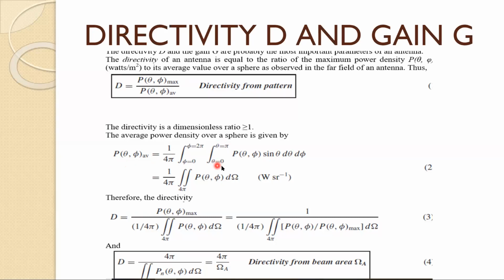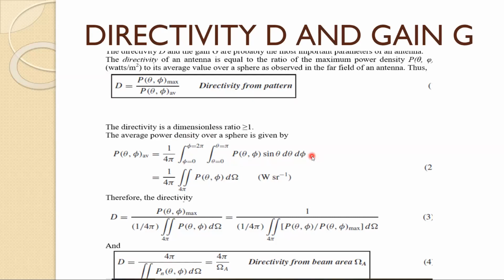Theta reading in antennas is always 0 to pi, phi reading is equal to 0 to 2 pi. Therefore, integration 0 to pi, double integration phi 0 to 2 pi, ratio 1 by 4 pi. For this, we have to write the power function P of theta comma phi sin theta d theta d phi.